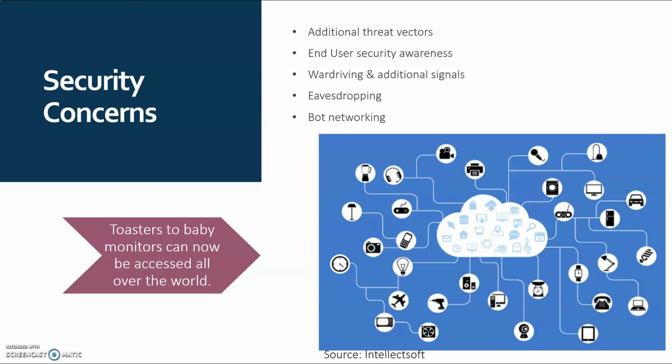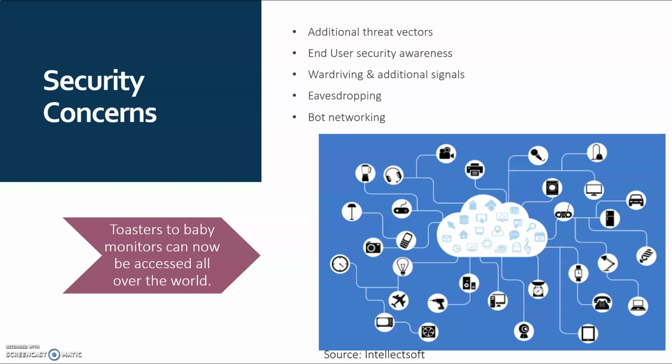Some security concerns that go along with the Internet of Things. Every device added to your network is an additional threat vector that can be accessed from an external location. An example of that would be a smart blender that you're adding to your network that is sitting behind your standard firewall. That is an additional way for somebody to get in. End user security awareness is a big issue for people that don't recognize the threats that they're adding when they add additional nodes to their network.